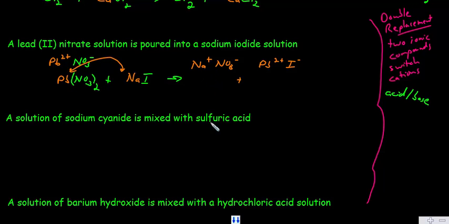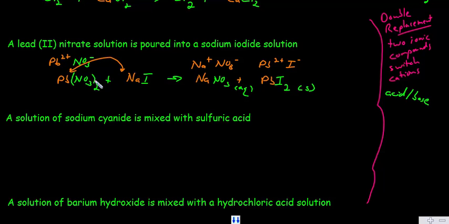You're combining sodium and nitrate. Sodium has a +1 charge, and nitrate has a -1 charge, so you only need 1 nitrate per sodium. And lead has a 2+ charge, and iodide has a -1 charge, so you will need 2 iodides per lead iodide. Here we're going to get a solid lead iodide precipitate formed. The sodium nitrate is going to remain soluble.